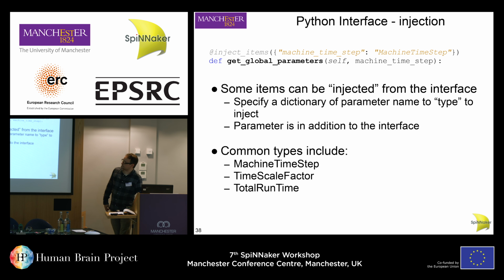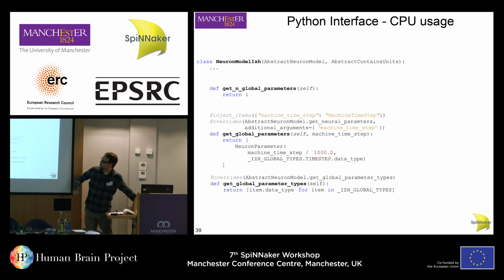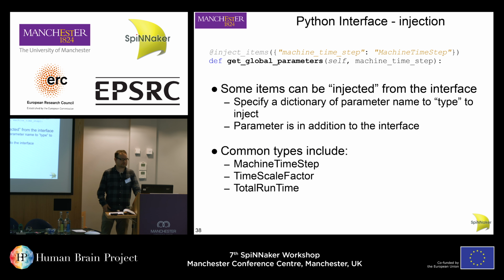And on that previous slide, you may have seen that there was an inject items function here. You might not know what that means in Python. I don't know how good you are with your Python. But what this inject function basically does is allow you to put a parameter from the interface, so possibly from a configuration file or something like that, into the arguments of a particular function. And this parameter is in addition to any other parameters that you may have defined already. Common ones that you might put in there are the machine time step or the time scale factor.